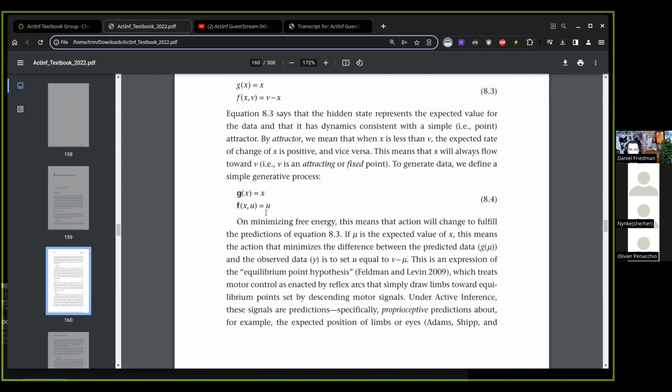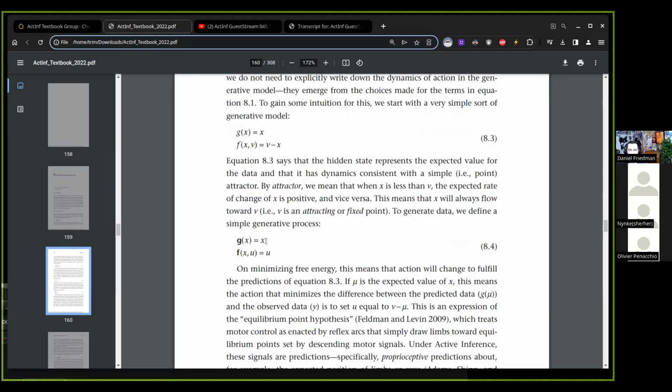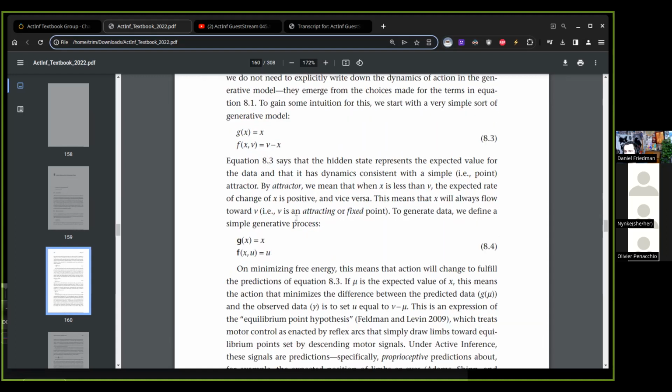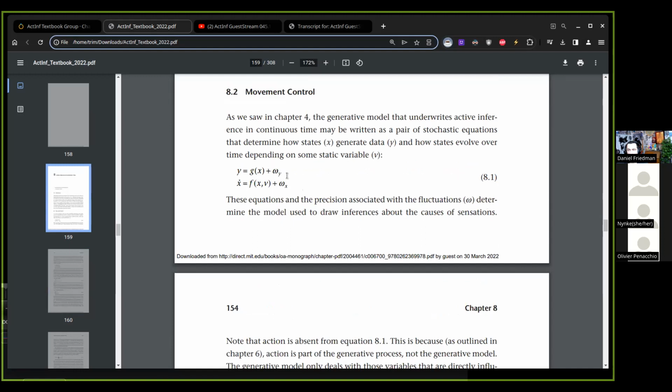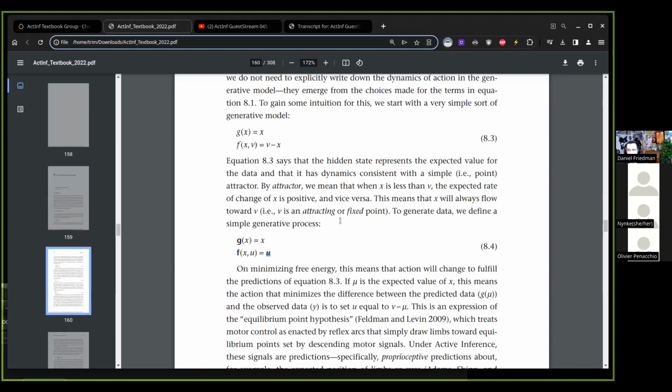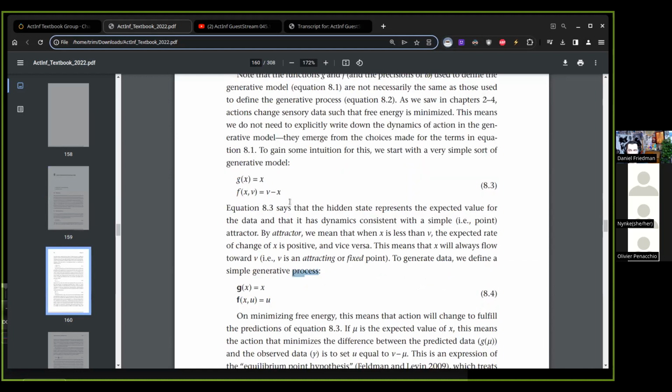The generative process is specified. The hidden state is basically just passed through, and the action is basically just passed through. V is in the generative model. U is in the generative process.